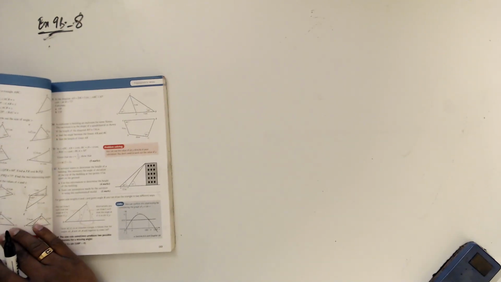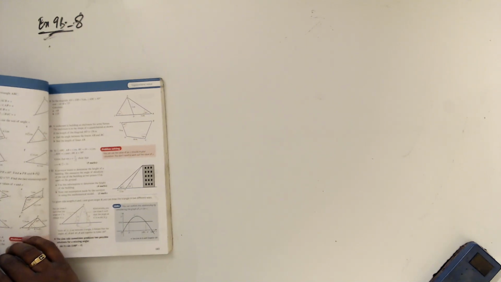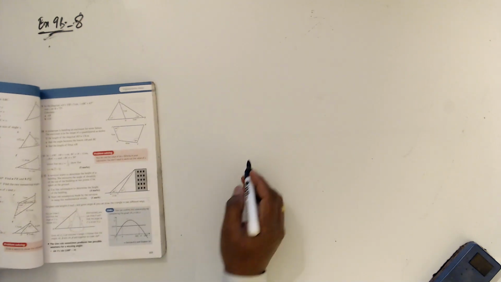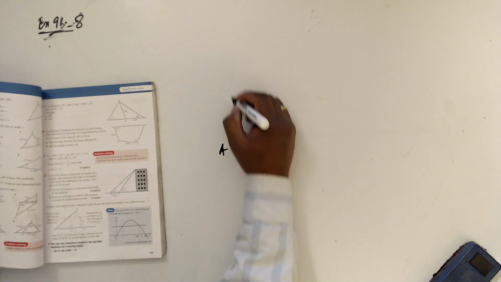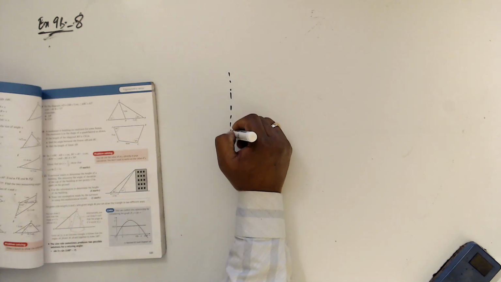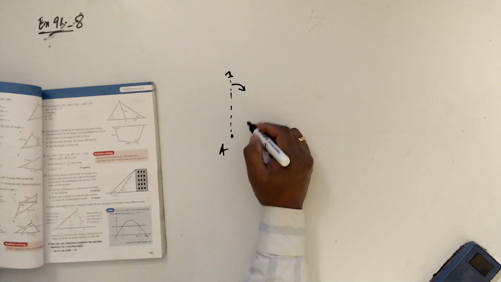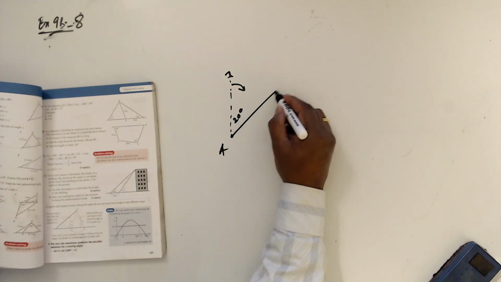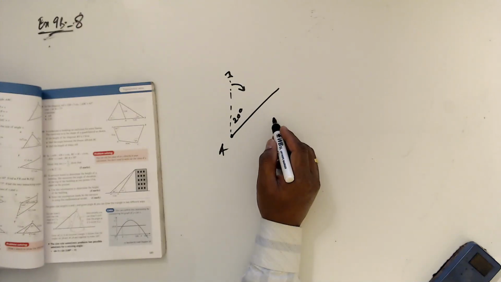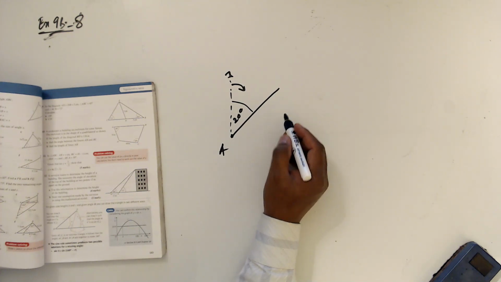Question number 8. Town B is 6 km on a bearing of 20 from town A. So town A is here. Then I put a dotted line. So this is the measuring line. So I'll measure the angle from here, 20. So this is 20. So now this is B.